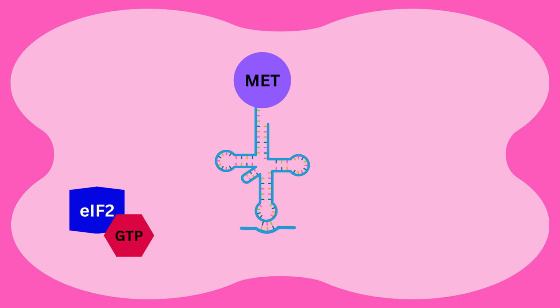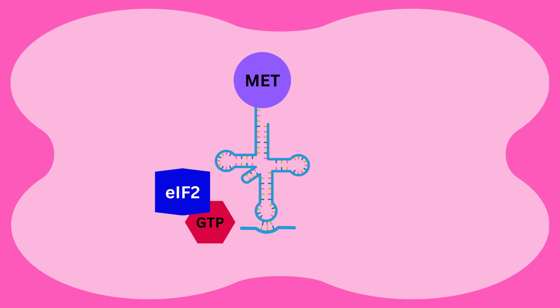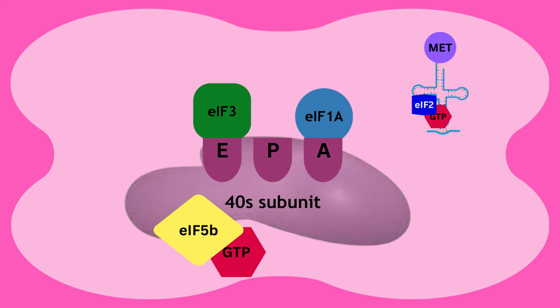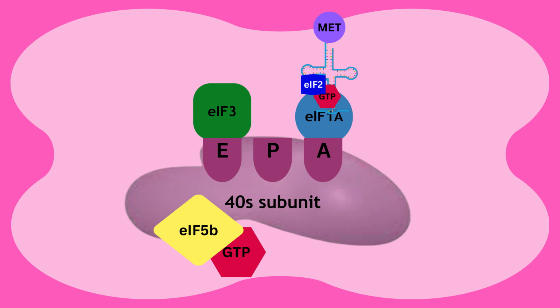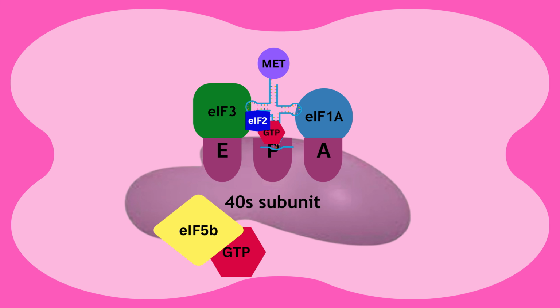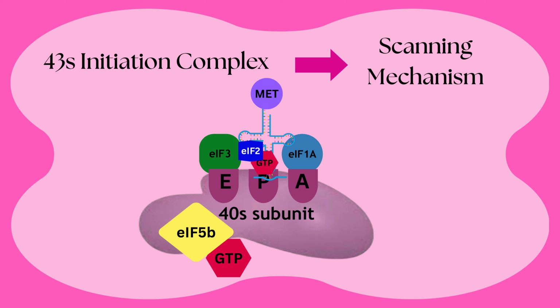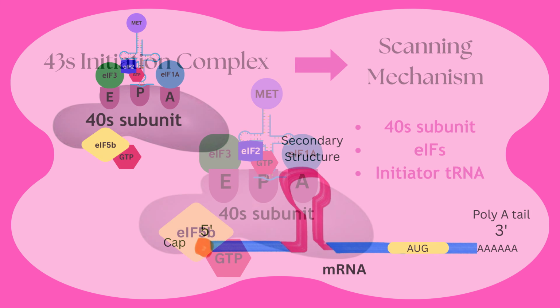EIF2, which comes bound to the GTP, attaches itself to the initiator tRNA. This EIF2 now brings the initiator tRNA onto the empty P site of the 40S subunit. This complex is now called the 43S initiation complex, which is like a scanning mechanism. It contains the 40S subunit, all the EIFs, and the initiator tRNA.